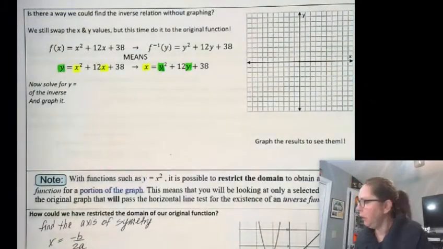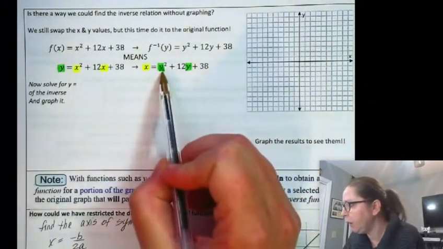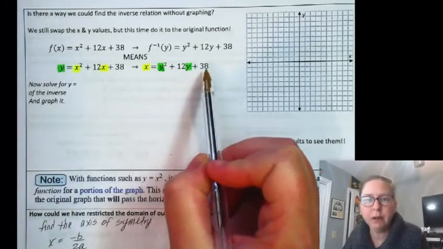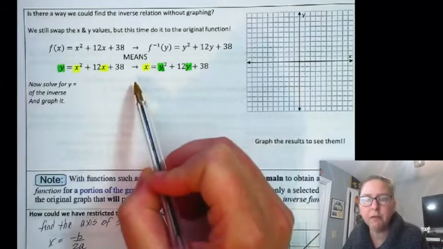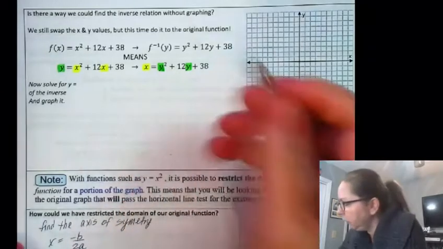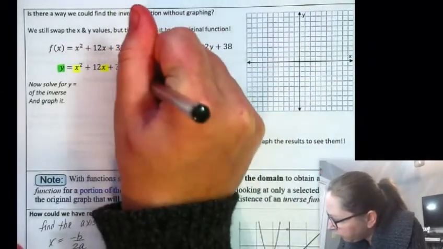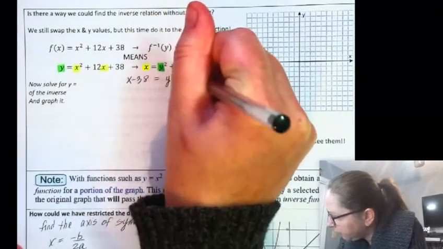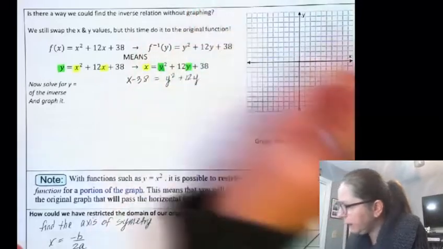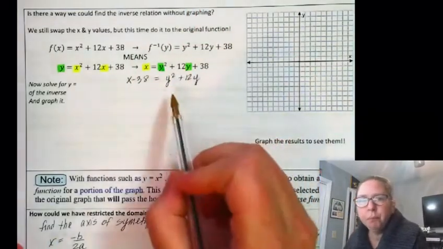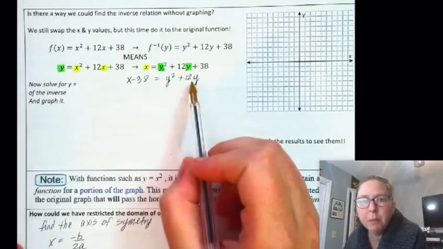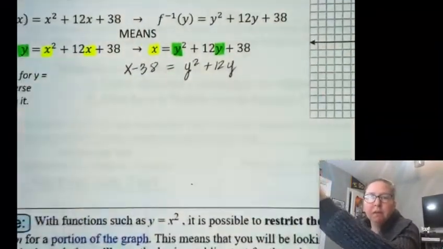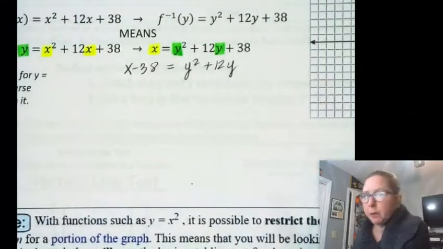Okay, so I know that I've got this y squared and I've got a 12y. So what I'm going to do is I'm going to subtract this 38 from both sides. So I have x minus 38 equals y squared plus 12y. My a value is 1 and my b value is even. So it's going to be really simple for me to solve this by completing the square.